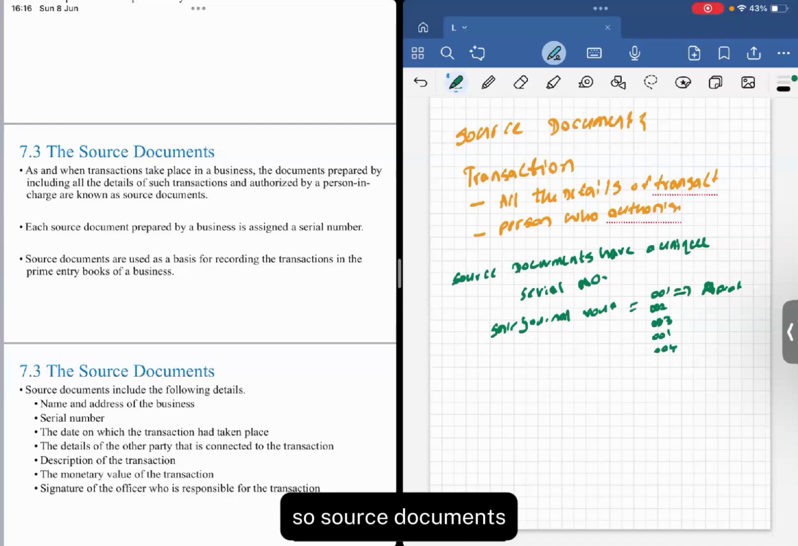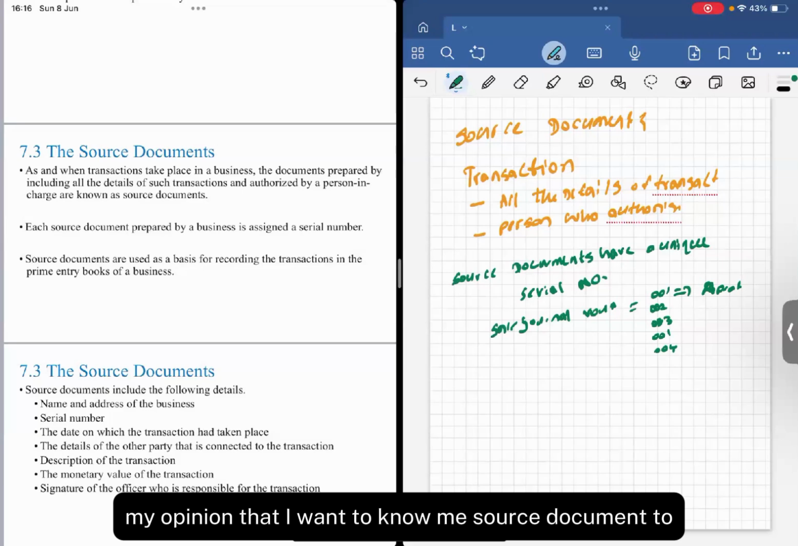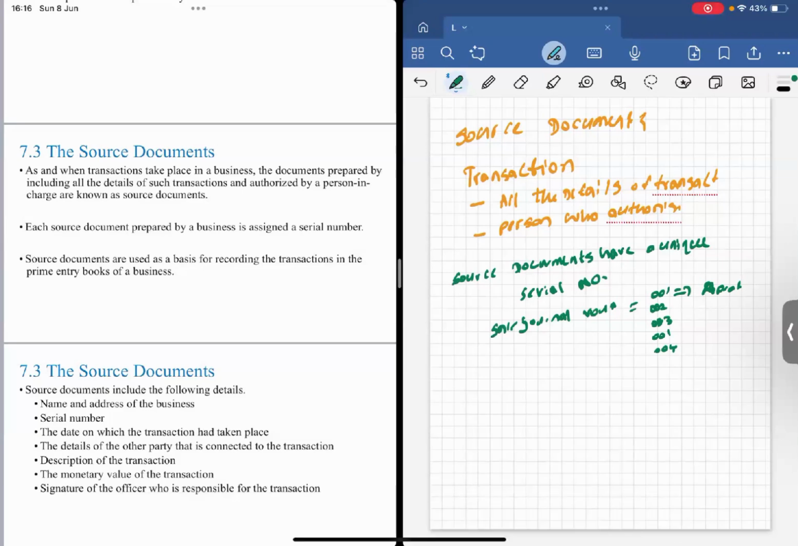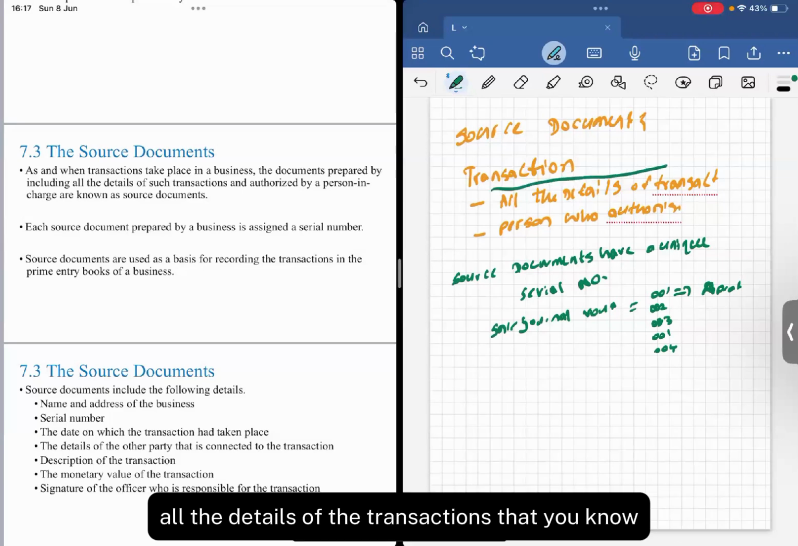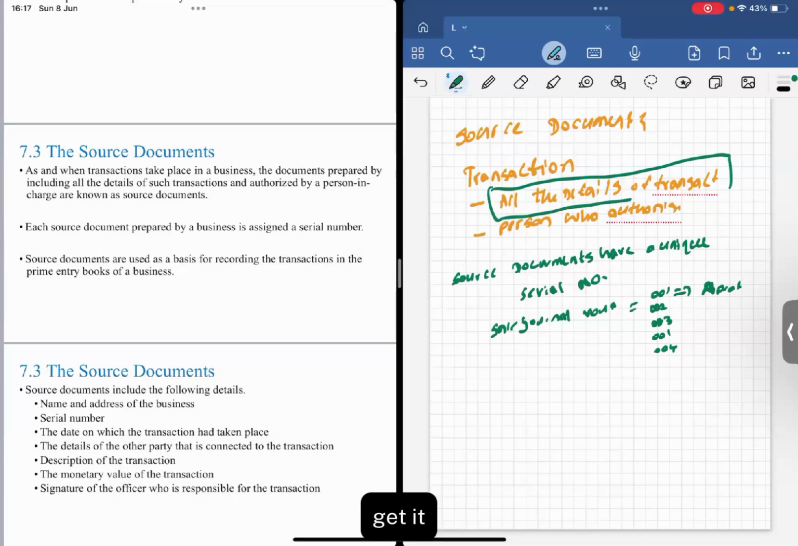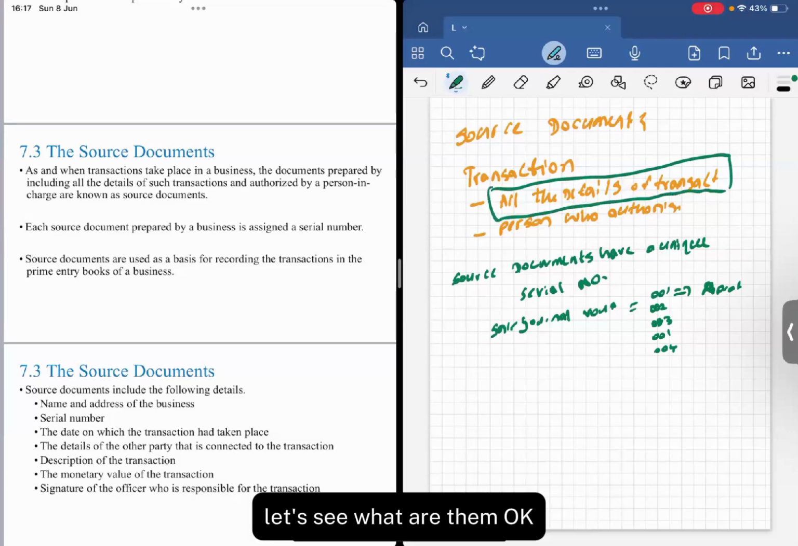Okay, source documents. අපි දැන් කතා වුණානේ මේ source document එකේ all the details of the transactions තියෙනවා කියලා. Let's see what they are.